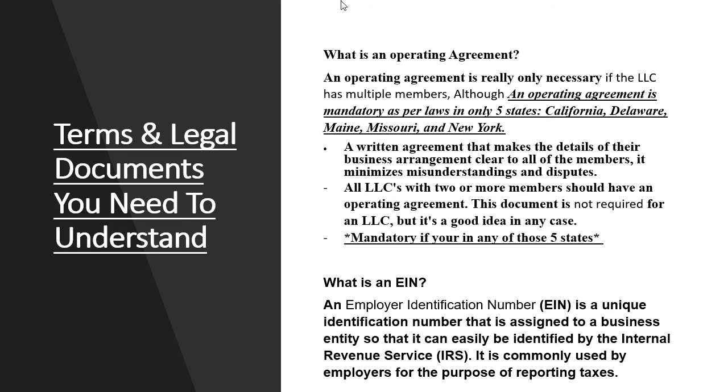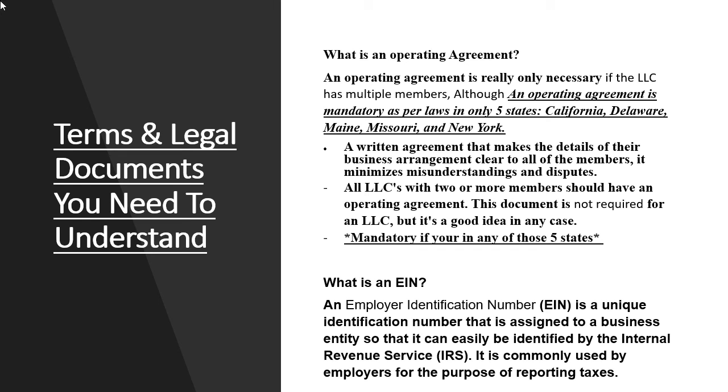So if down the line something comes across and someone says, hey, I don't want to run it like this, all you got to do is bring up the operating agreement, and you see, no, when we started this company, look at what we listed in the operating agreement. We said we would run it ABC, and that's how it's going to be. So basically, the operating agreement protects whoever is in business under that LLC and makes the business run smoothly.